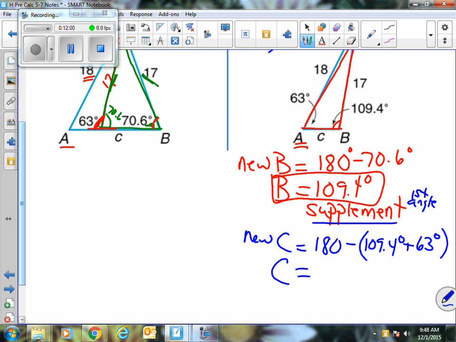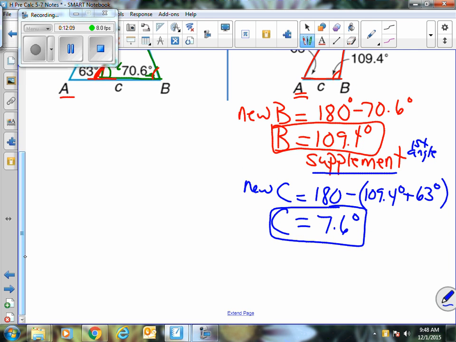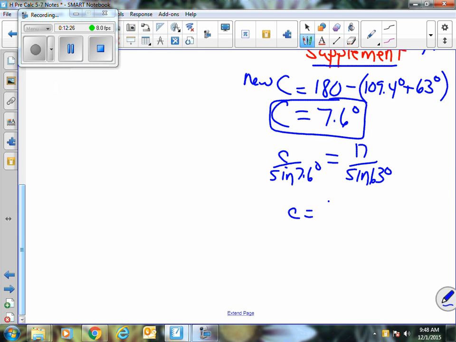So our new angle C then is only 7.6. It's tiny now because look at how much bigger angle B got. Well, if angle C changes, guess what else changes? Little c. Our new little c, we're going to have to recalculate because now it's across from an angle that's only 7.6. So again, we go back to our given information, your 17 over sine of 63. We're going to cross multiply and divide, and we're going to get our new little c.